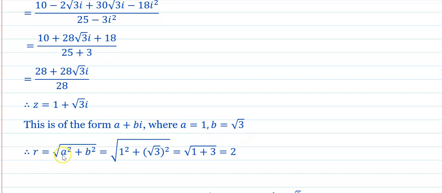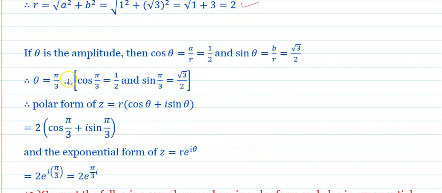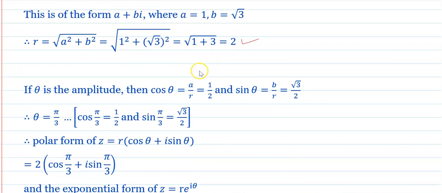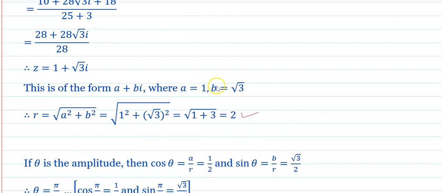r is equal to square root of a square plus b square, that is square root of 1 square plus root 3 bracket square. That is square root of 1 plus 3, 4. Square root of 4 is 2, hence the value of r is 2. Okay. Now the next. If theta is the amplitude, then cos theta is equal to a upon r, that is equal to 1 upon 2. The value of a is 1 and both are positive here.